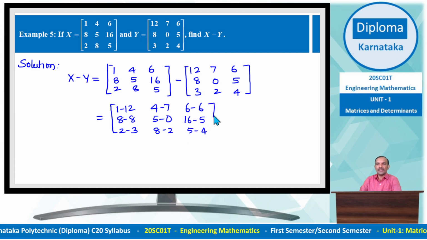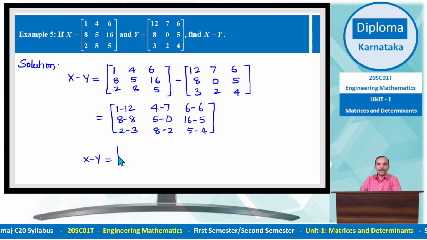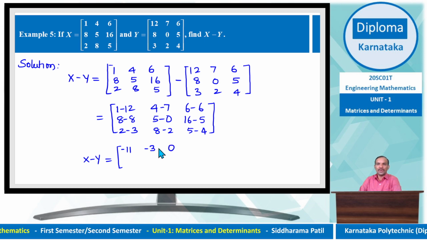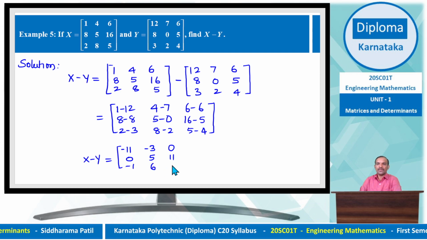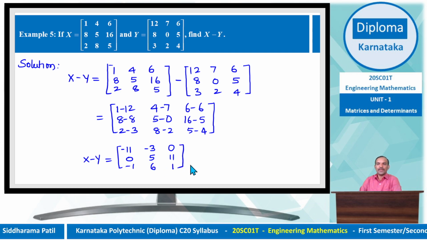Subtract the corresponding elements, that is x minus y is equal to 1 minus 12 is minus 11, 4 minus 7 is minus 3, 6 minus 6 is 0, 8 minus 8 is 0, 5 minus 0 is 5, 16 minus 5 is 11, 2 minus 3 is minus 1, 8 minus 2 is 6, 5 minus 4 is 1. Now it is required x minus y.